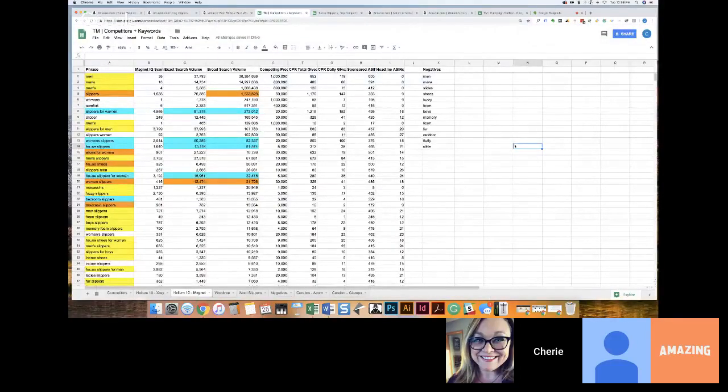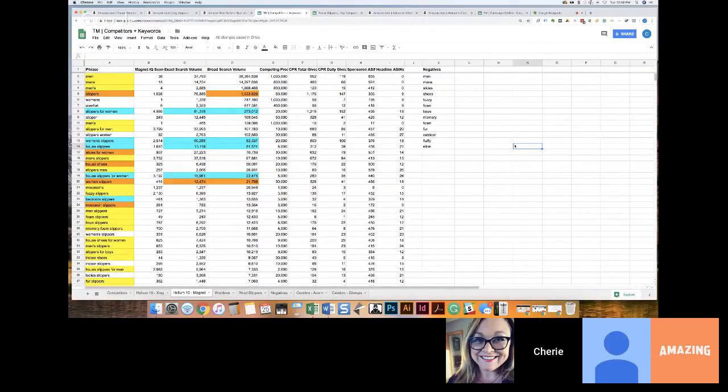So now I'm going to go into women's slippers. It's just a different phrase variation of that really targeted word. We're talking about browse type keywords here, high volume. You know, we're at 273,000. We're at 82,000. House slippers, another high volume, 81,000.